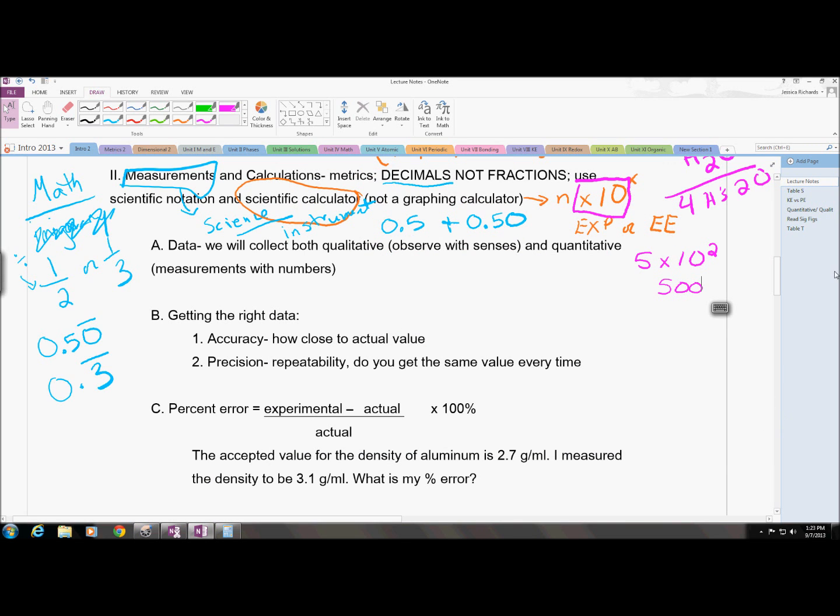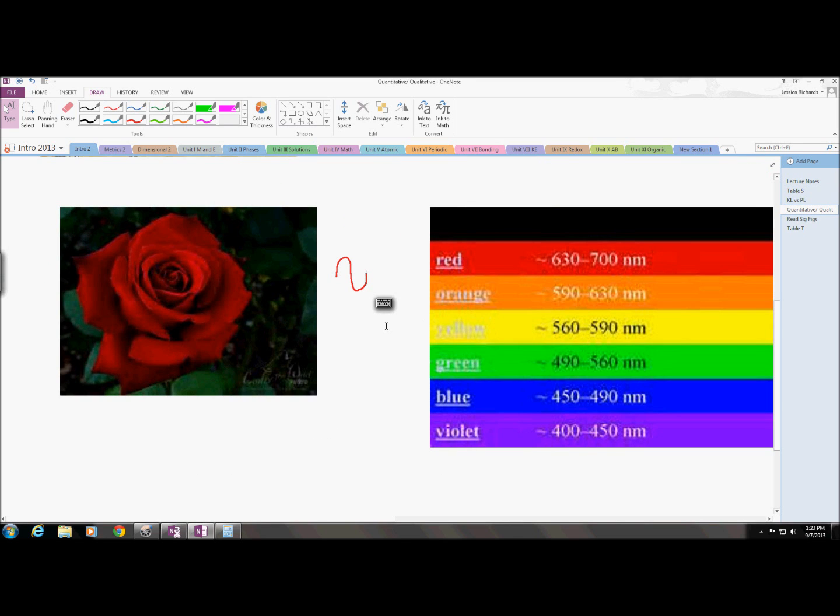We have 2 different ways that we collect data, both qualitatively, and that's just using our senses. Is it hot? Is it cold? Is it soft? Is it hard? Is it red or blue? And quantitatively, and most of us know that quantitative has something to do with quantities, with numbers. So if I were qualitatively looking at this rose, I would say that that rose is red. If I were quantitatively going to give a measurement, I would say that the wavelength of light given off by the petals is, say, 650 nanometers.